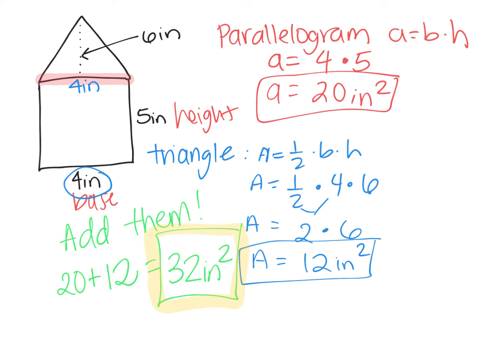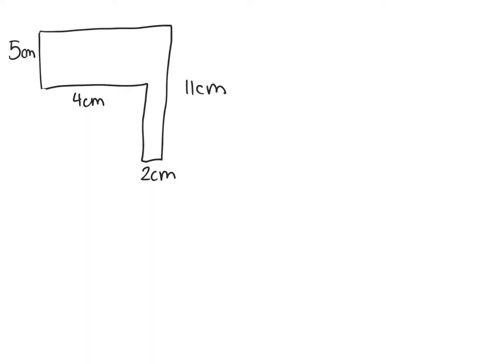Let's try one that's a little bit more challenging. Okay, this last problem, I have 2 parallelograms. So I'm going to start by sectioning off using this blue dotted line here, my second parallelogram.